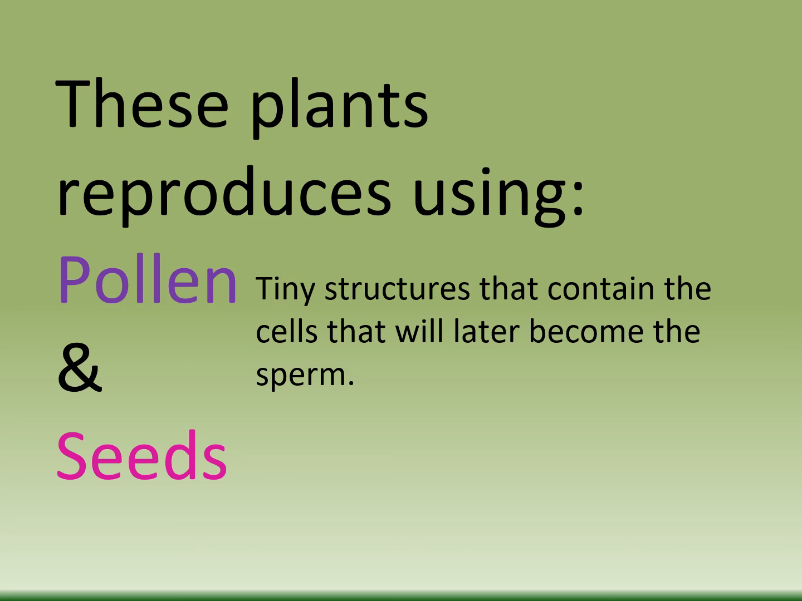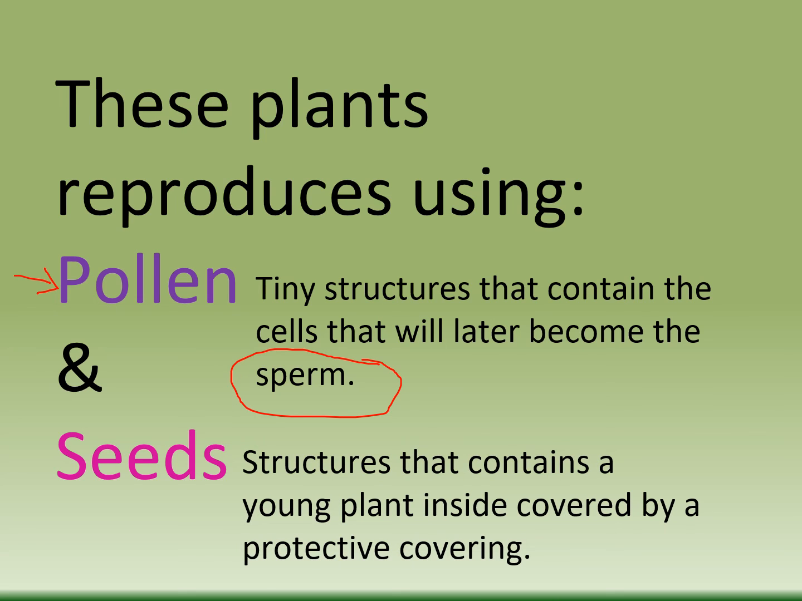Pollen are going to be tiny structures or tiny cells that contain tiny structures that contain the cells that later become sperm. All right, so plant sperm is pollen. So the pollen is going to be our male reproduction cells, whereas seeds are going to be the eggs, like the female eggs. They're structures that contain a young plant inside. They're covered by a protective covering. Make sure that you pause the video right here and you get these two definitions down, and then I'm going to take you further into this and show you how this really works.